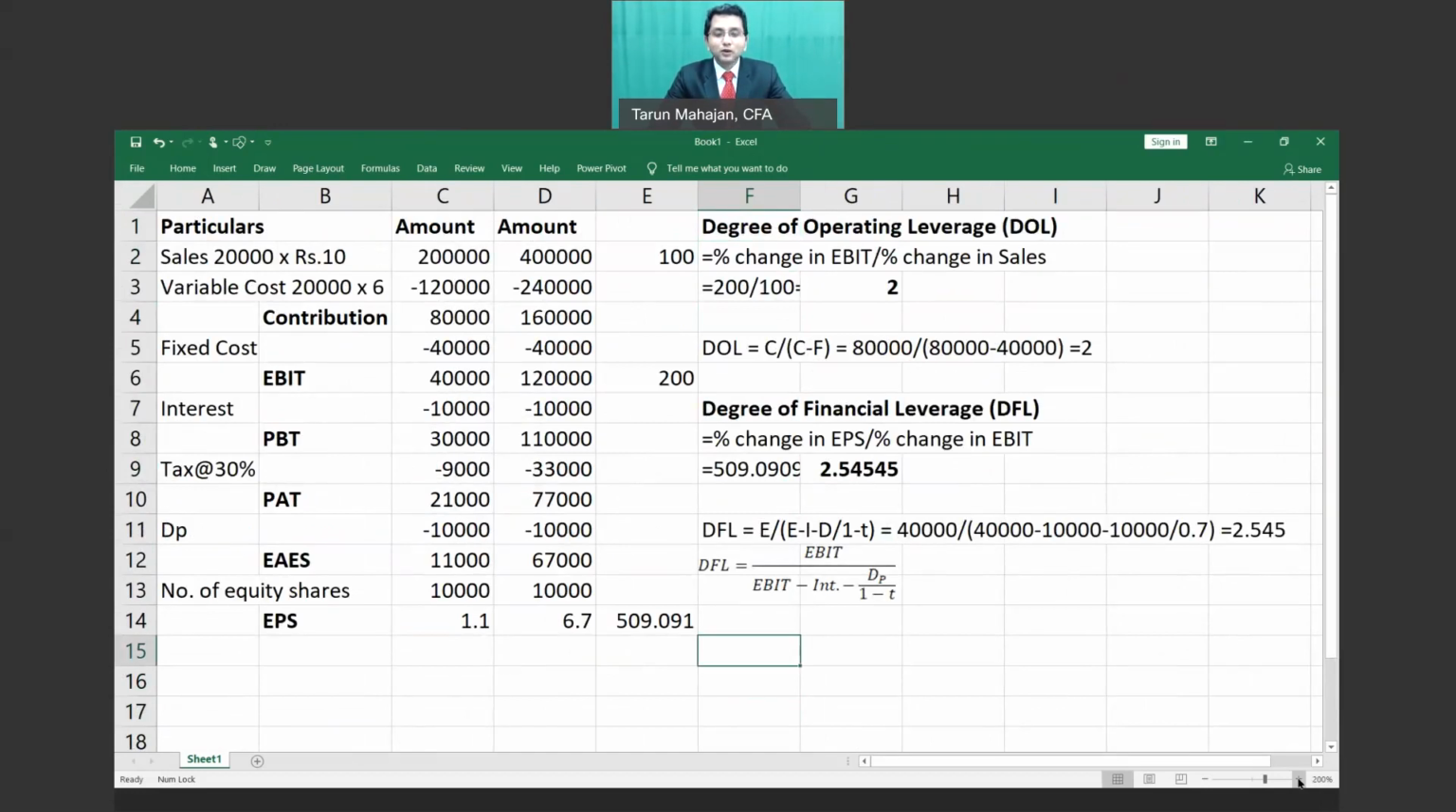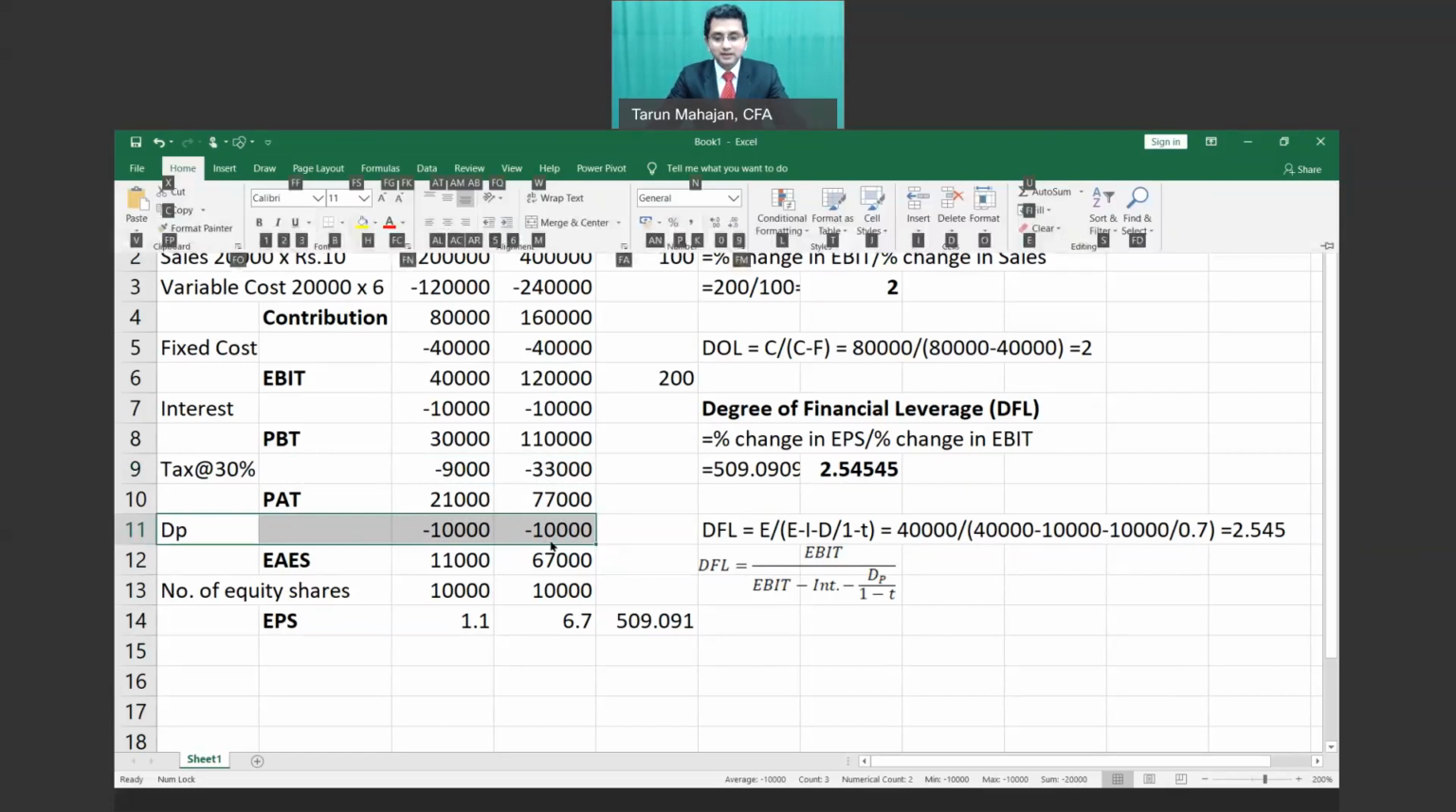KP is after tax. No, this is not KP. This is DP, dividend on preference share. Here you will have to put the amount of dividend on preference share. We are not calculating cost of preference share. We are simply deducting the amount of dividend on preference share. And as you are saying, yes, it is after tax. First we deducted tax, and thereafter we deducted dividend on preference shares. That's why we treat it after tax. That's the reason. Okay.